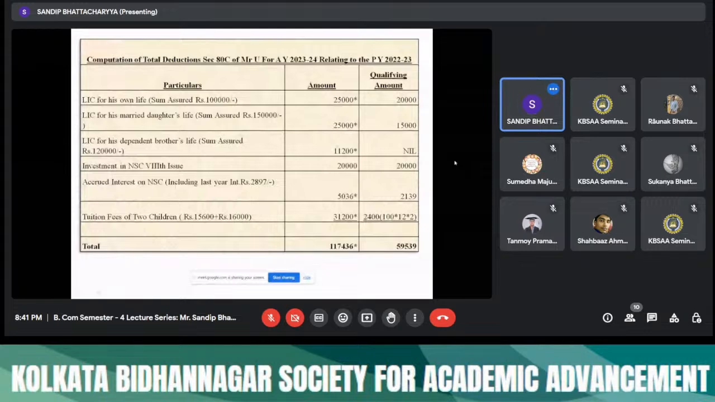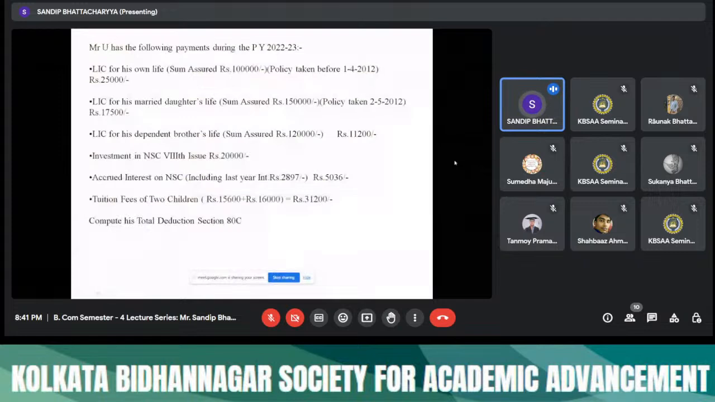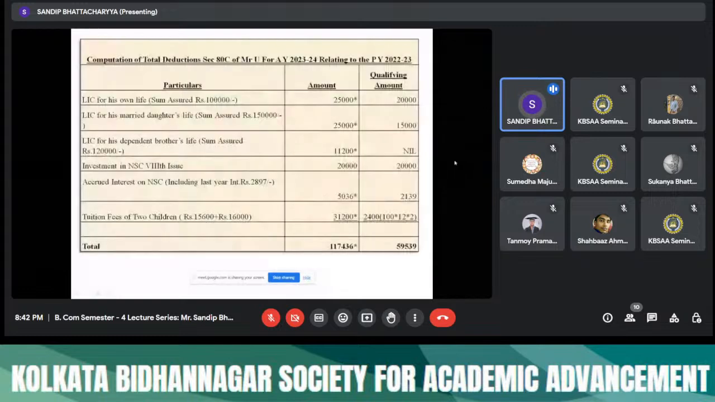Okay, so next is LIC for his married daughter's life, sum assured rupees 1,50,000. What is the policy taken date? Policy taken date is 2/5/2012. Now after 1/4/2012, what is the maximum ceiling limit? The maximum ceiling limit is 10% only. So 1,50,000 into 10%, how much amount? That is rupees 15,000. So I have paid 17,500, but I will get a maximum of rupees 15,000.